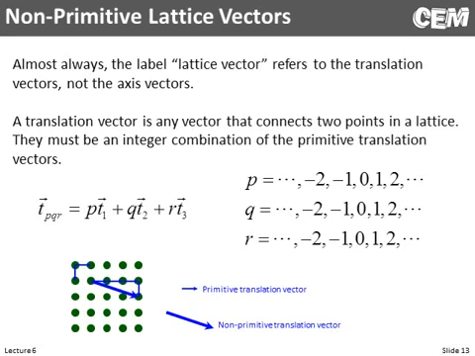So we would call this overall composite translation vector just a lattice vector. It's not primitive anymore because it's really big, but it is still a lattice vector.